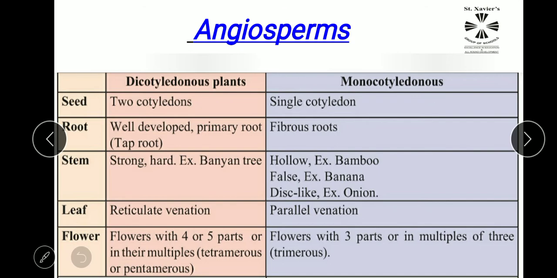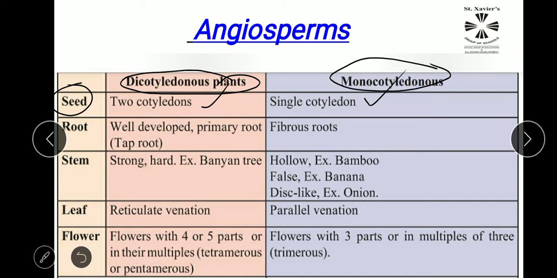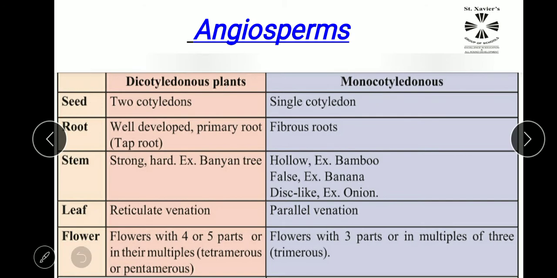Let us continue with this. When we talk about angiosperms, we have two parts, dicotyledonous plant and monocotyledonous plant. Dicotyledonous plants have two cotyledons in their seeds, but monocotyledonous plants have only a single cotyledon, students. When you remove the outer cover of the seed, you will find two cotyledons in dicotyledonous plants and a single cotyledon in monocotyledonous plants. Now we'll talk about roots of these two plants.